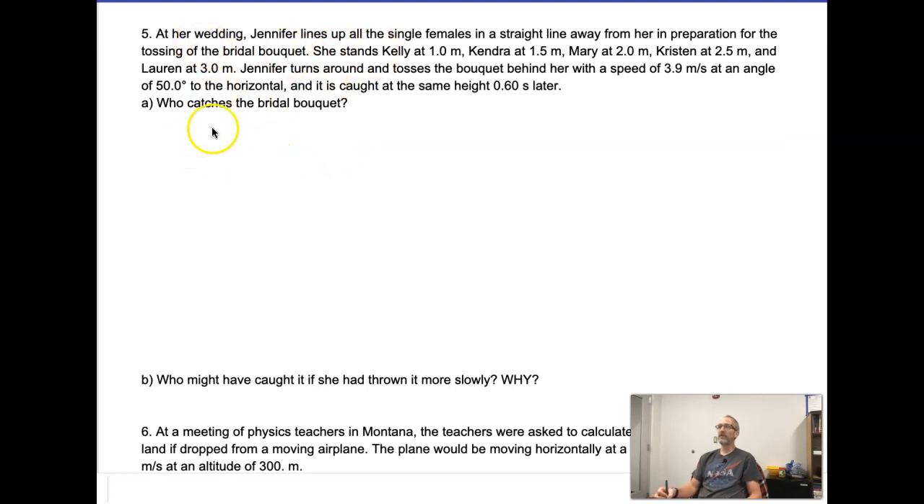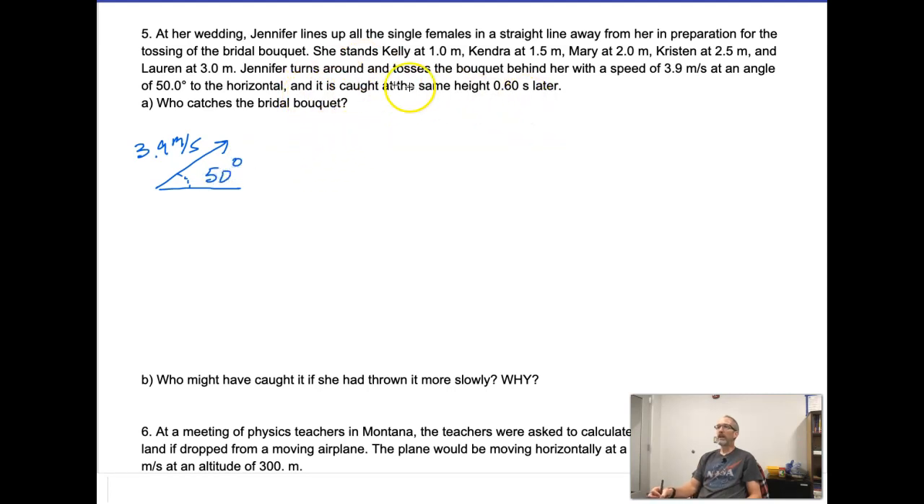At her wedding, Jennifer lines up all the single females in a straight line. She's going to toss her bridal bouquet, and somebody wants to catch it. Notice each one of these ladies is at a different distance, and Jennifer turns around and tosses the bouquet behind her. She throws it in this direction, with a speed of 3.9 meters per second, at an angle of 50 degrees.